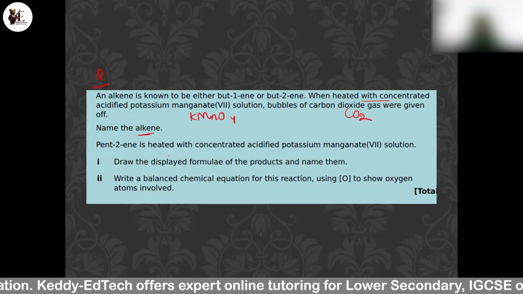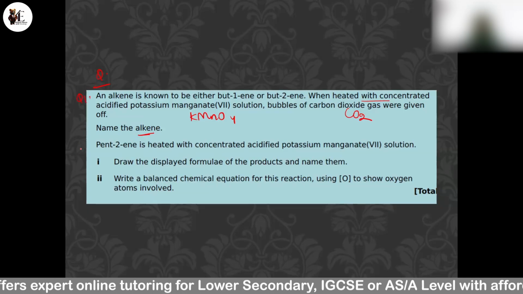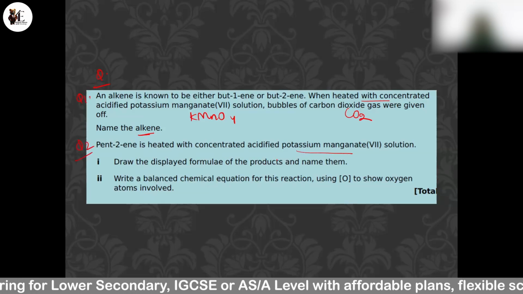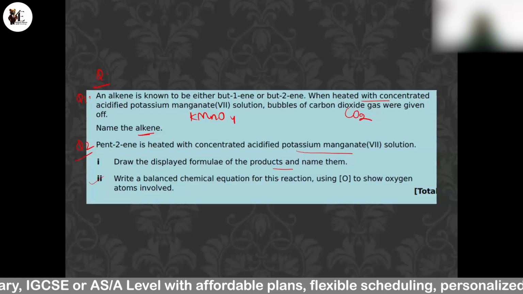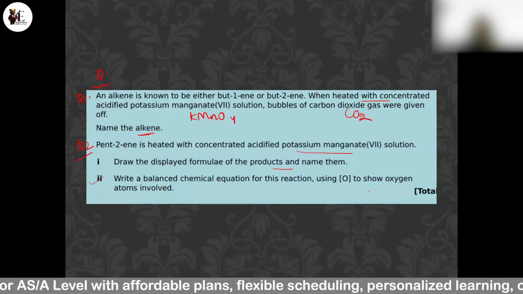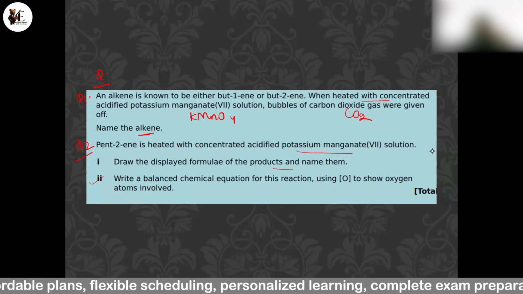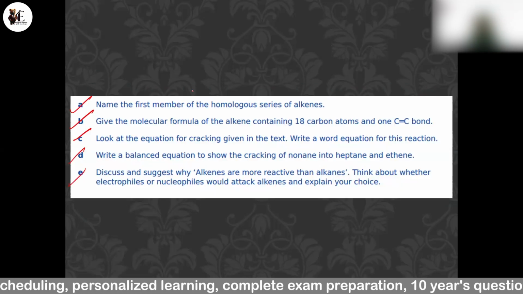Okay. Pent-2-ene is heated with concentrated acidified potassium manganate solution. This is question number 1 and this is question number 2. Draw the displayed formula of the products and name them. Write a balanced chemical equation for this reaction using O to show oxygen atoms involved. Please solve all these questions now.